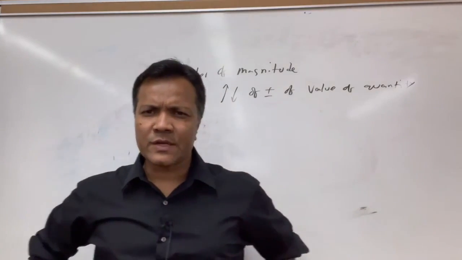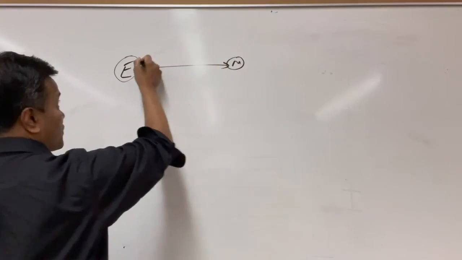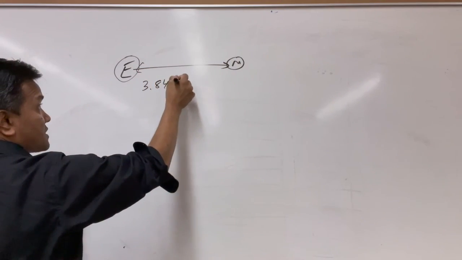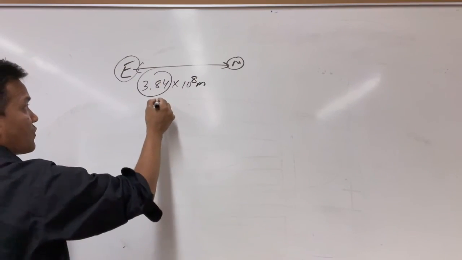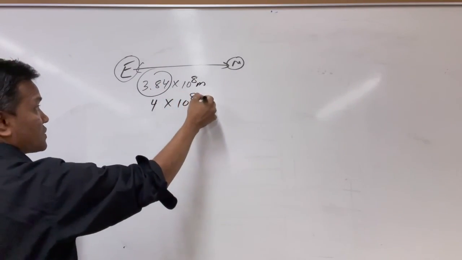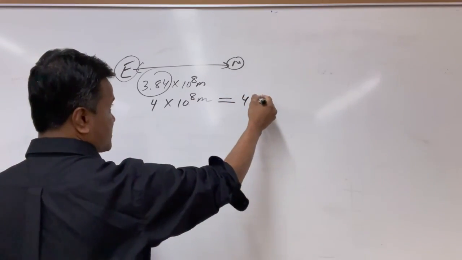So why do we need order of magnitude? Let me give an example. The distance from Earth to the Moon is 3.84 times 10 raised to 8 meters, and we can round it to 4 times 10 raised to 8 meters. We can also write it in kilometers, 4 times 10 raised to 5.